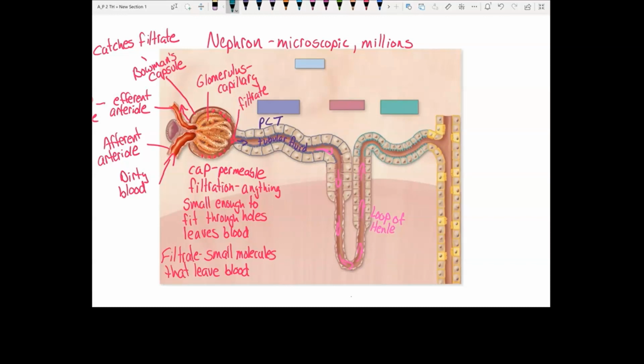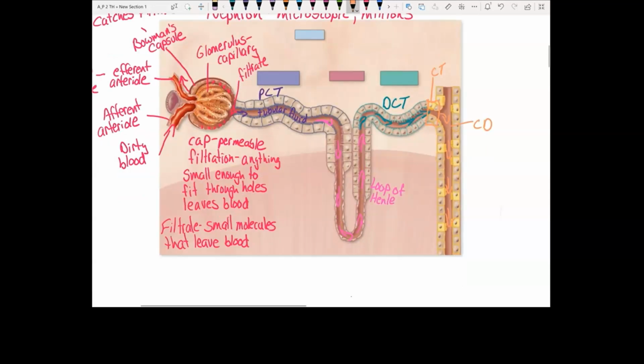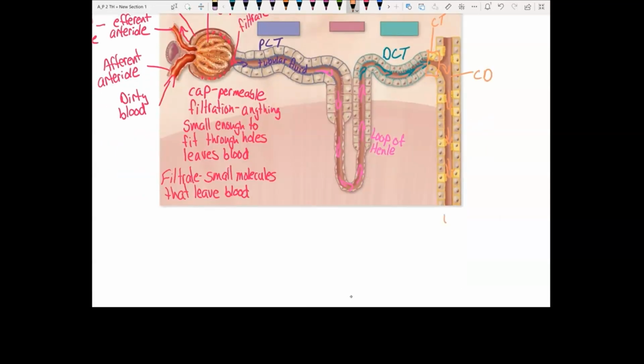Then we get to the distal convoluted tubule. So we'll just abbreviate that DCT. That's distal convoluted tubule. The tubular fluid flows through here. Then we get to the collecting tubule, this little stump right here. And then this is the collecting duct. So you're going this way. Once you get down to the end of the collecting duct, then the tubular fluid is called urine.